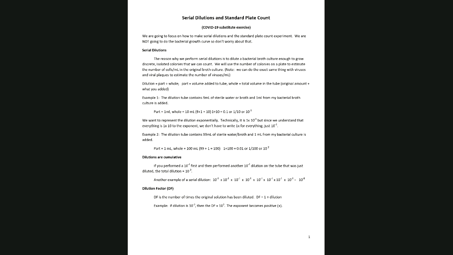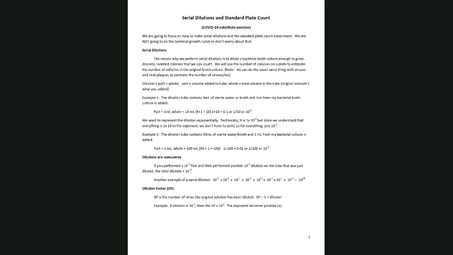Now, when it comes to dilutions, they are cumulative. So if you performed a 10 to the negative 1 dilution first, and then you performed another 10 to the negative 1 dilution, your total dilution would be 10 to the negative 2. If you did a 10 to the negative 1 dilution first, and then you did a 10 to the negative 2 dilution, so you added the 1 ml into 99 mLs, your total dilution would now be 10 to the negative 3. So the idea is that the dilutions are cumulative.